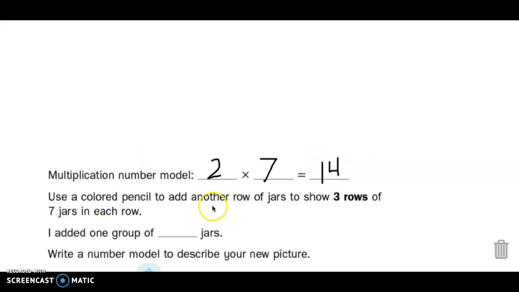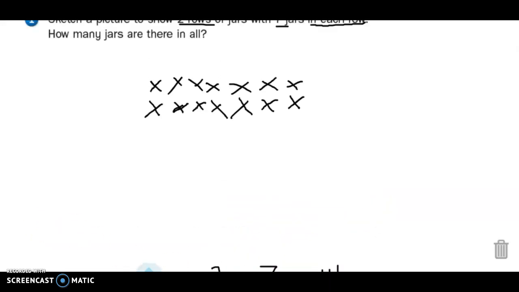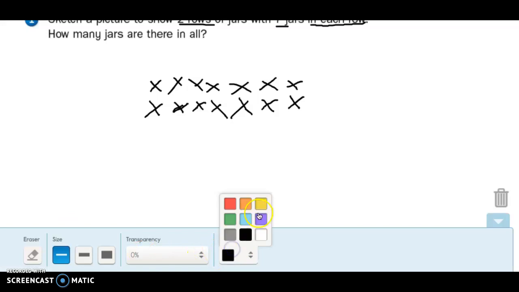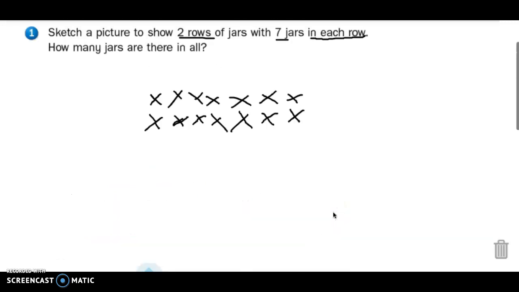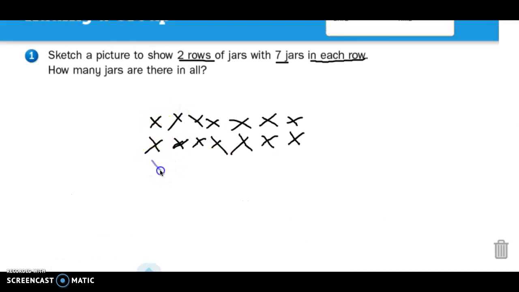Awesome. Now it says use a colored pencil to add another row of jars that shows 3 rows of 7 jars in each row. So I'm going to take my different color because it says take a different color. And it says add another row of jars to show 3 rows. Well, right now I have 1, 2, add another. That's my 3rd row. And then I start drawing in mine.